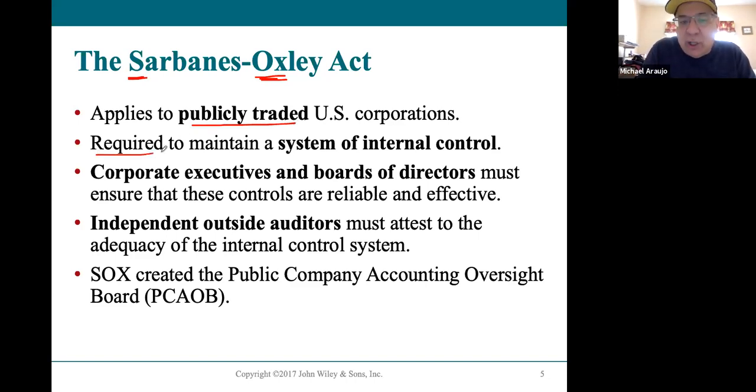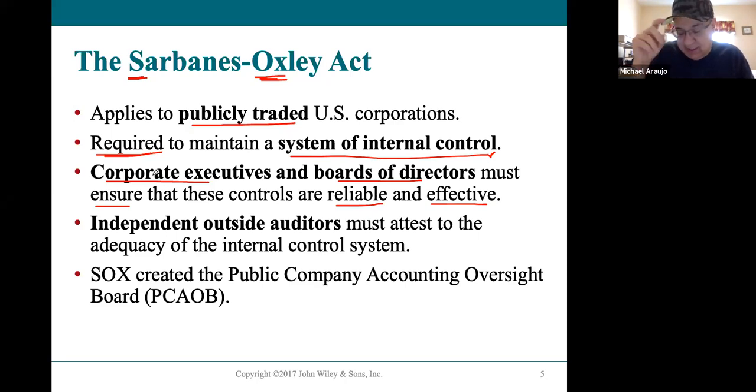What they're required to do is put in place a system of internal controls to make sure that fraud is not happening. For the very first time, corporate executives and boards of directors have to ensure that these controls are in place, reliable, and effective. Not only that, they actually have to sign off that the financial statements are accurate. Otherwise, they could go to jail under Sarbanes-Oxley, and that's the first time that can happen.